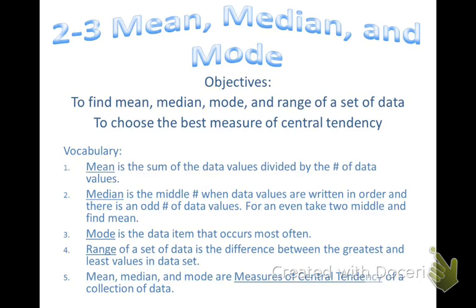Range of a set of data is the difference between the biggest and the smallest numbers. The mean, median, and mode are measures of tendency of a collection of data.